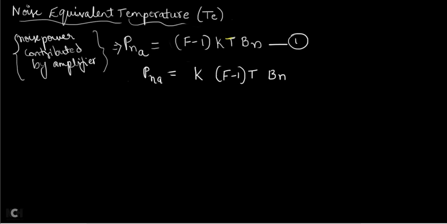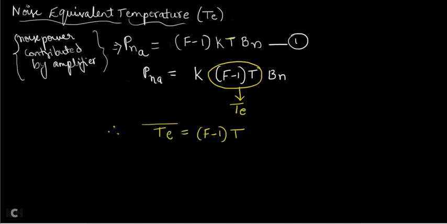So whatever term you have here, F minus 1 into T, that itself can be written as TE, capital TE. So what is the expression you got? Noise equivalent temperature TE is equal to (F minus 1) into capital T. So this is the simple expression for noise equivalent temperature.